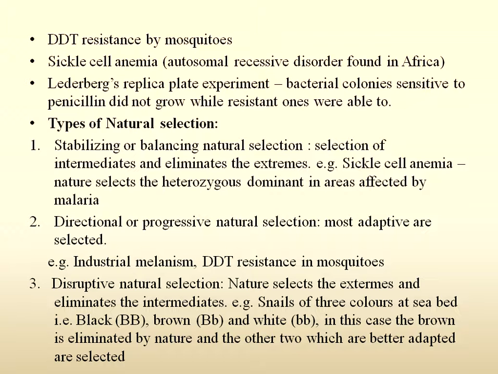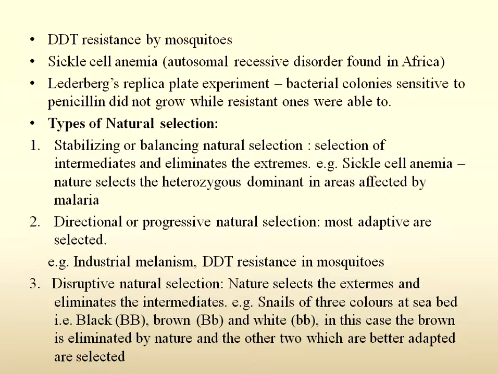There are various types of natural selection. The first is stabilizing or balancing natural selection, that is selection of intermediates and elimination of the extremes. For example, in sickle cell anemia, nature selects the heterozygous in the areas affected by malaria.